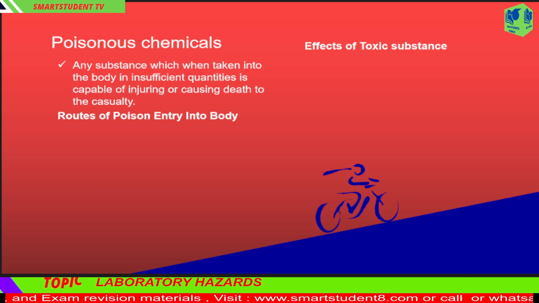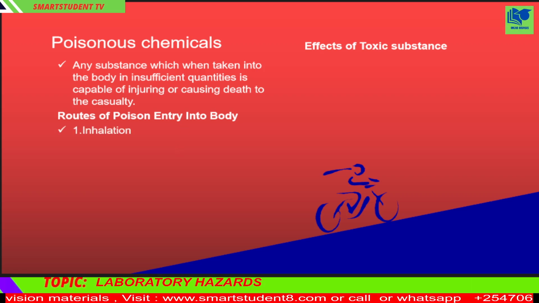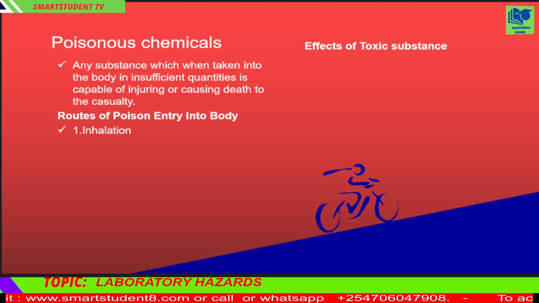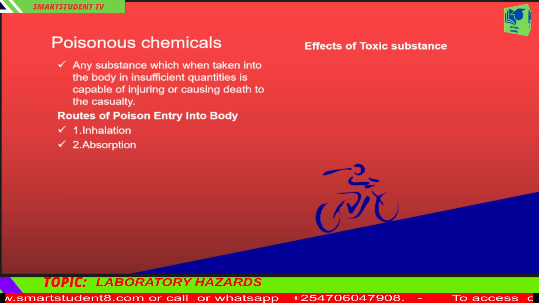Toxins can gain entry into the body by: 1. Inhalation of gases, vapors and particulate material, e.g. mists, dusts, smoke, and fumes. 2. Absorption through skin of liquids, solids, gases, and vapors. 3.